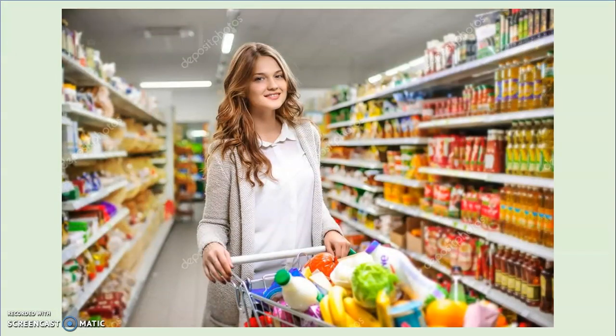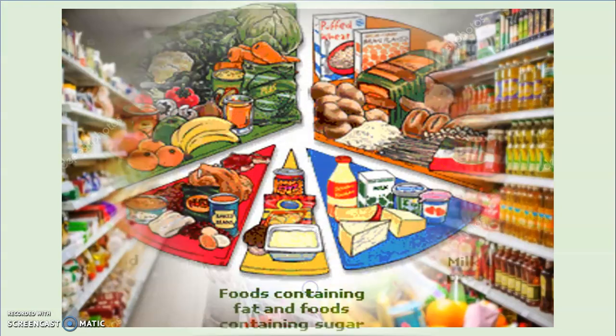Look at this picture now and tell me, where is the girl? Yes. She is in a supermarket, that's right. And tell me, when you go to the supermarket with your parents, what do they buy? Yes, yogurt, milk, what else? Fruits. Some bread, that's right. Milk, that's okay.